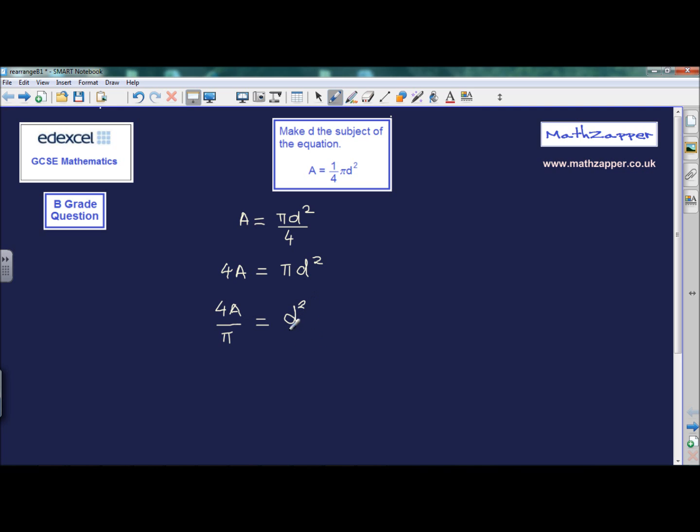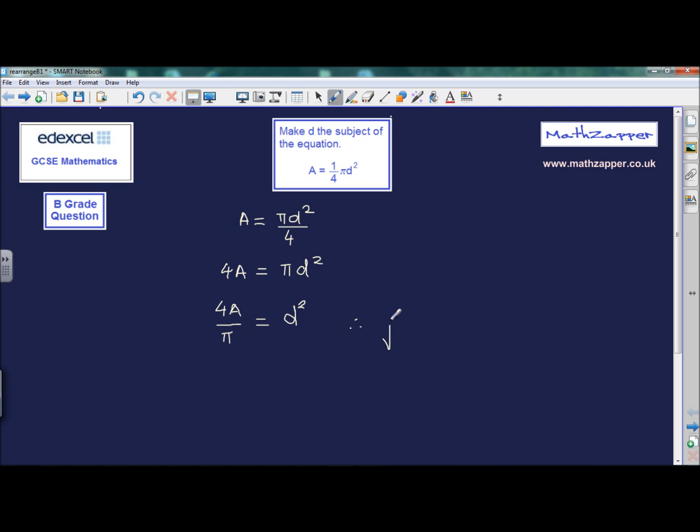And finally, we're left with d squared, but we need to make d the subject of the formula, not d squared. So how do we turn d squared into d? Simply by finding the square root. Some people make the mistake of dividing by d, but then you have to divide by d on both sides, and you would have the same variable on both sides, which is not what we want. So square rooting both sides gives us the value of d.